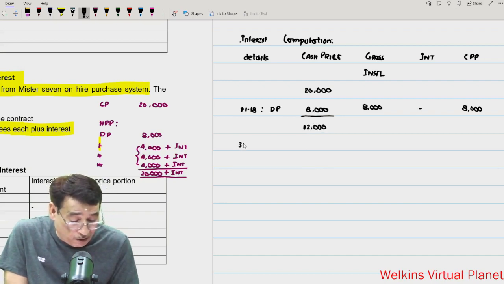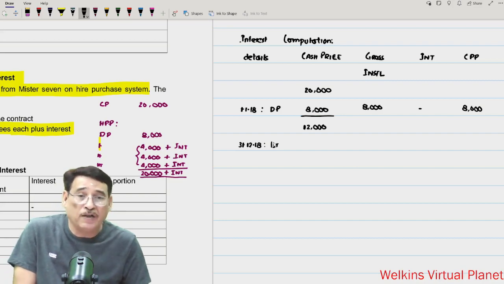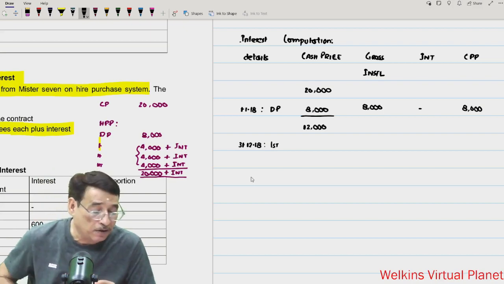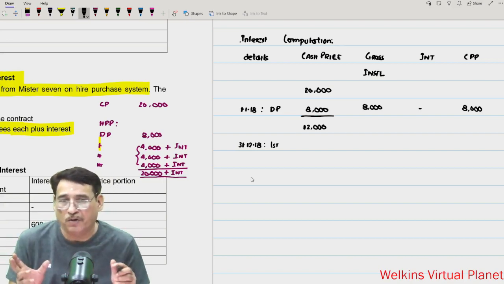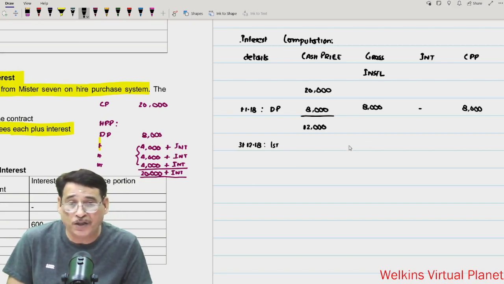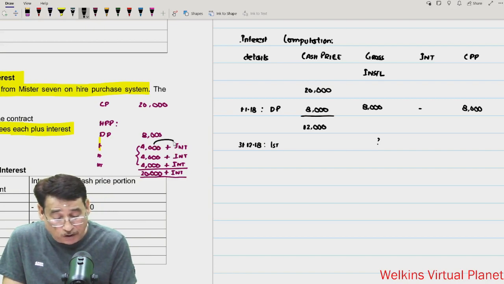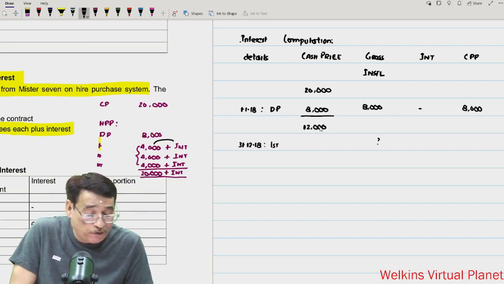Now we will reach the end of the first year, 31st of 12, 2018. And here I am going to write the first installment. See, whenever we use the word installment, make it a point that generally it means gross installment. So basically I want to know the amount of the gross installment. But the problem is that in this question we do not have the amount of gross installment, because our first installment is 4,000 plus interest. So I will first have to find out the interest.